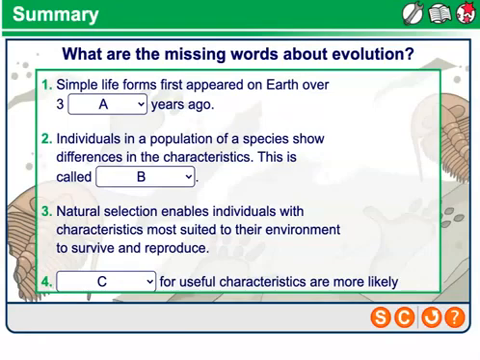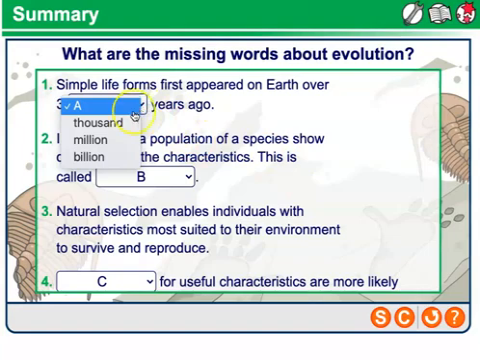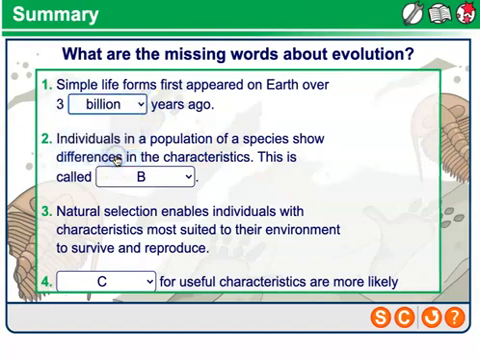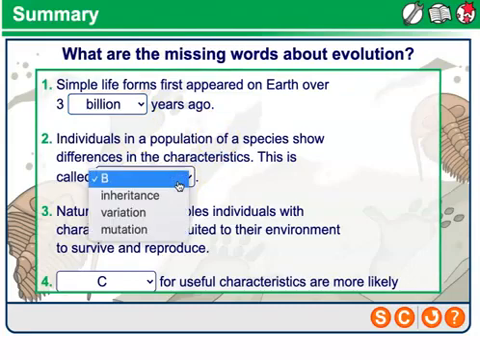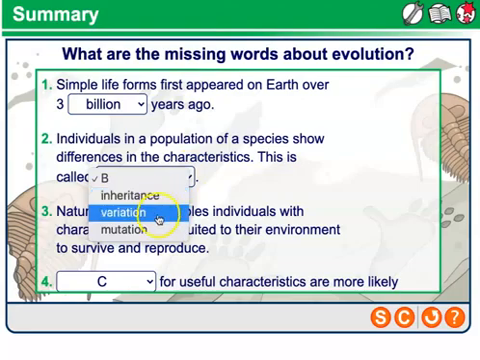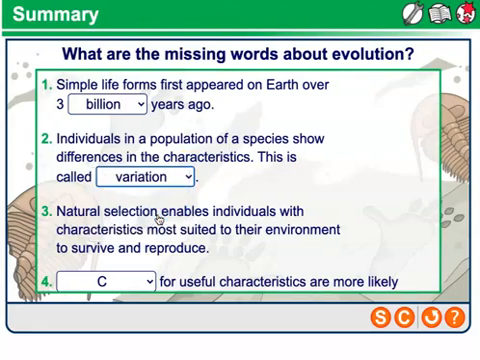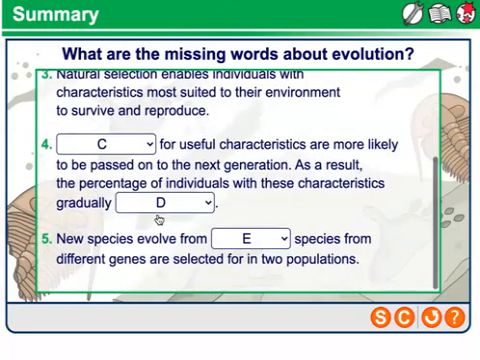So in summary, let's explore this. What are the missing words that we have in here about our theory of evolution? Simple life forms first appeared on Earth over 3 billion years ago. Individuals in a population of a species show differences in the characteristics. This is called variation. Our differences in a population is variation.